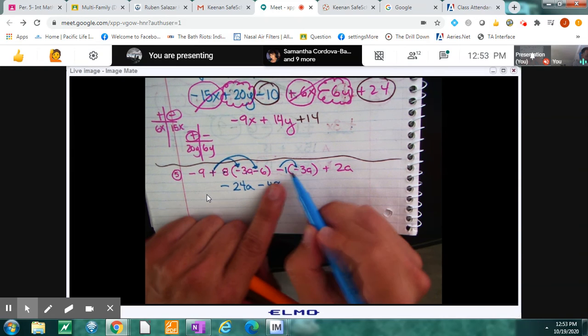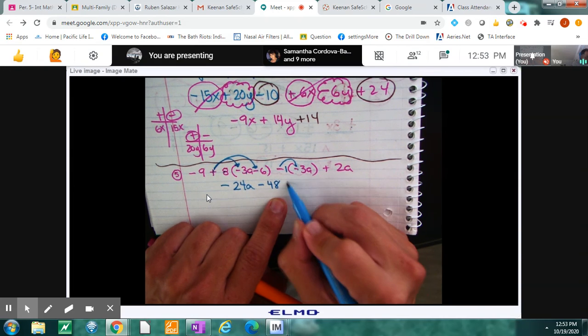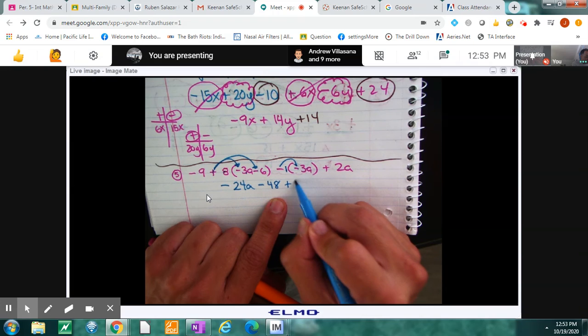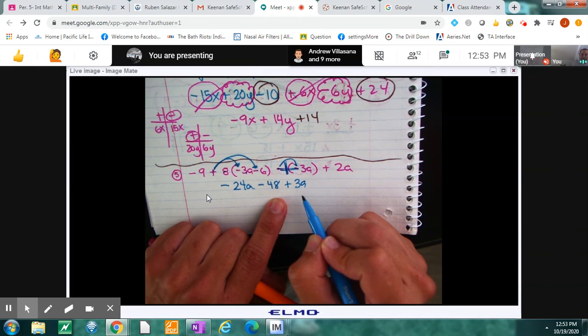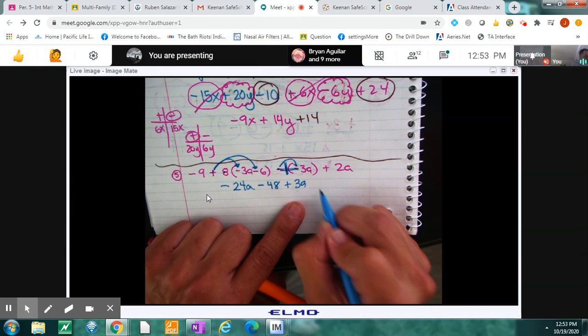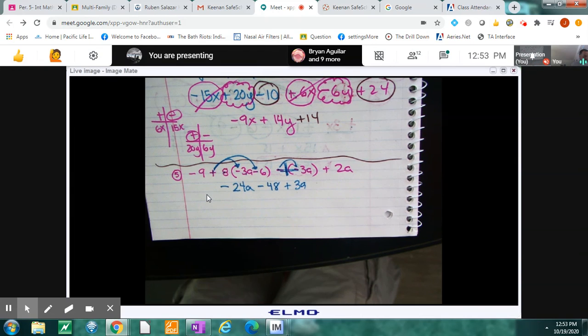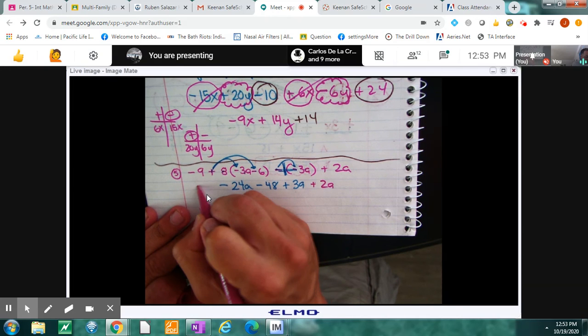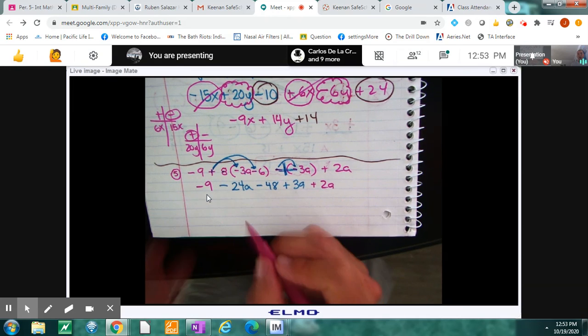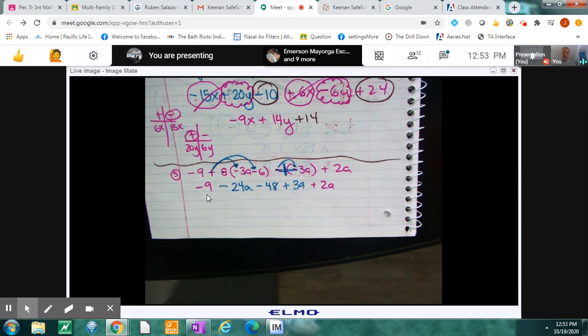Then the next one right here. Negative times negative is a positive. And then 1 times 3 is 3a. Basically, it's that positive thing, right? Because there's no number. And then positive 2a stays by itself. And then the negative 9 just drops down. Now what do you got to do? Combine like terms, right? So what am I going to combine? The A's, right? Right here.